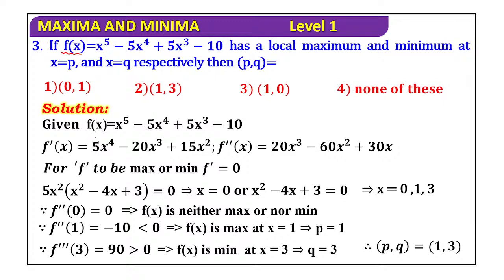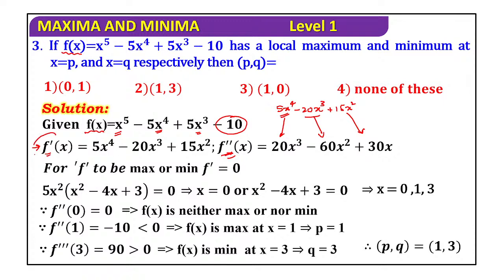So here there is a given function f of x, to differentiate once and differentiate twice. If you differentiate once, differentiation of x raised to 5 is 5x raised to 4. If you differentiate minus 5x raised to 4, it will be minus 20x cube. If you differentiate 5x cube, it will be plus 15x square. If you differentiate the constant, it will be 0. If you double differentiate, the term 5x raised to 4 will be 20x cube. This will be 60x square and this will be 30x. You got f dash of x. You got f double dash of x.